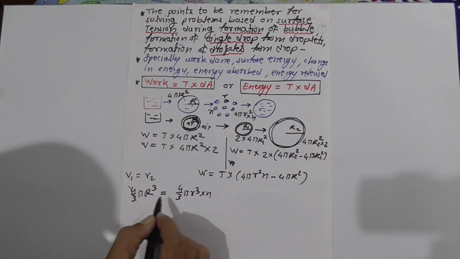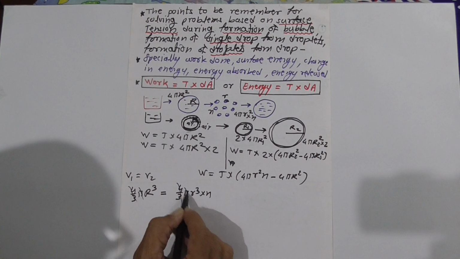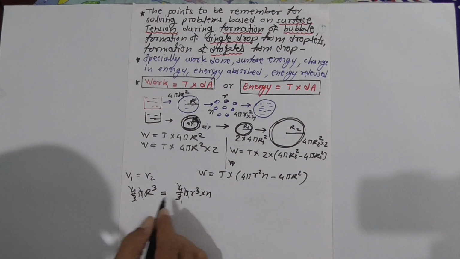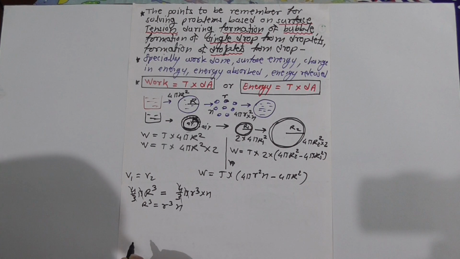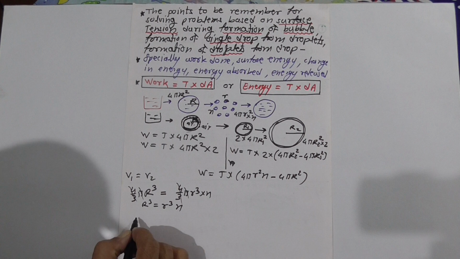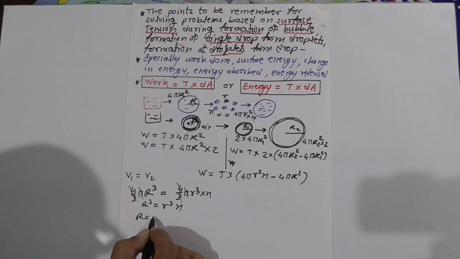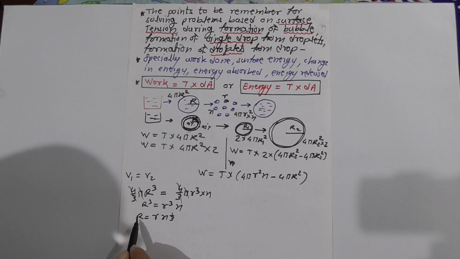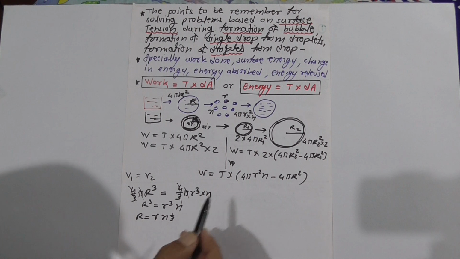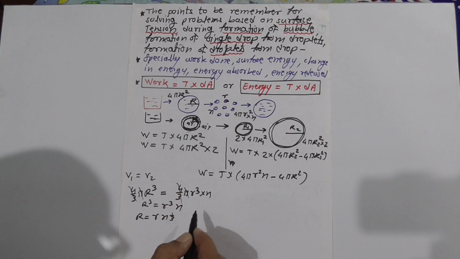Here 4 by 3 gets cancelled, pi gets cancelled. Capital R cube is equal to small r cube into n. You have to calculate the value of capital R in terms of small r in this fashion. Capital R equals small r into n raised to 1/3. You have to take the cube root of n. Putting the value of capital R as r into n raised to 1/3, here you can calculate the next formula.